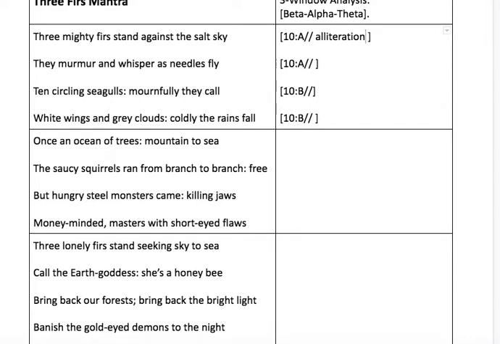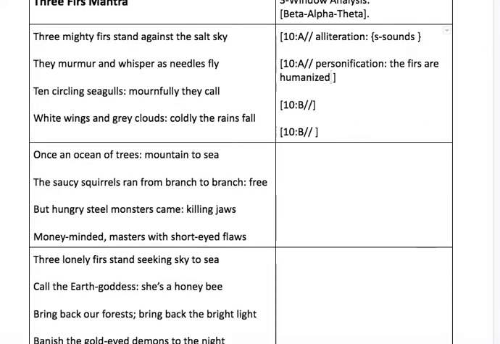In our first line, we've got these S sounds stacked up. So we've got the 2 S sounds there, salt, sky. Actually there's 3, stand, salt, sky. So there's a focus on S sounds in that first line. Good. And then we'll move down here, and on the second line we can say there's personification. The firs are humanized. Good. And that's good. So we're developing everything there.